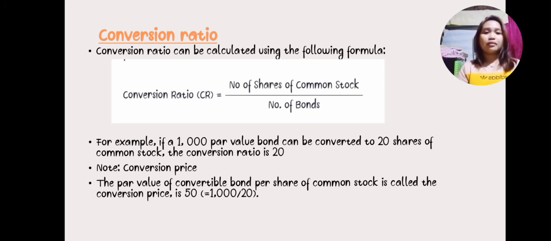Then you are able to see the results of the conversion ratio by dividing the number of shares of common stock by the number of bonds.